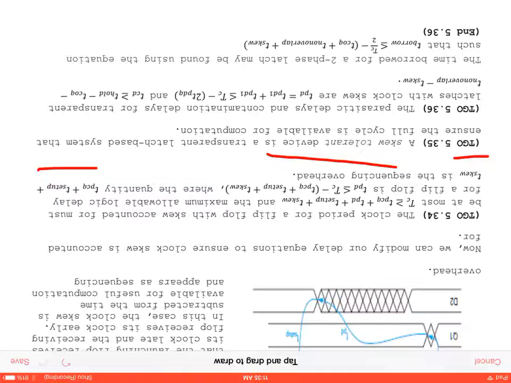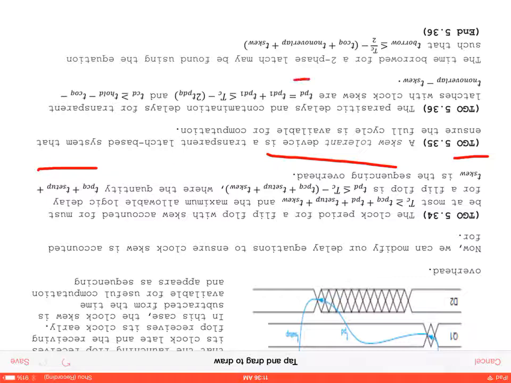So next we're going to find a skew-tolerant device, which inherently should make sense. This means that we've accounted for a clock skew. We define it formally as a transparent latch-based system that ensures the full cycle is available for computation. And so the parasitic delays for transparent latches.